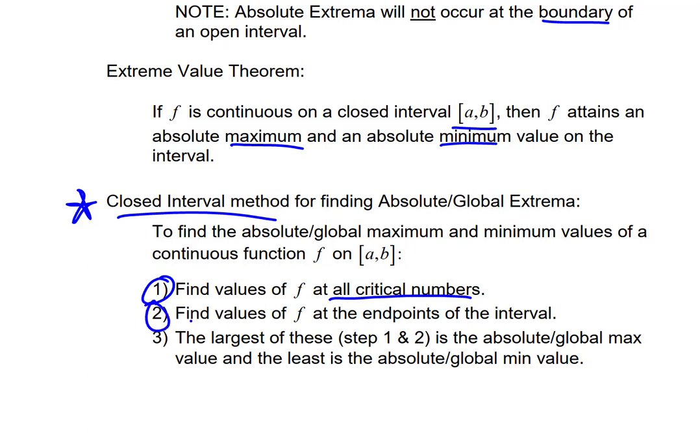Secondly, we're going to find values of f at the endpoints of the interval. So we have some closed interval given here from a to b. We're talking about finding f of a and f of b. Those would be the values of f at the endpoints. And then thirdly, once we do all of that work, the largest of all the values we found in steps 1 and 2 is the global or absolute max, and the least is the global or absolute min.